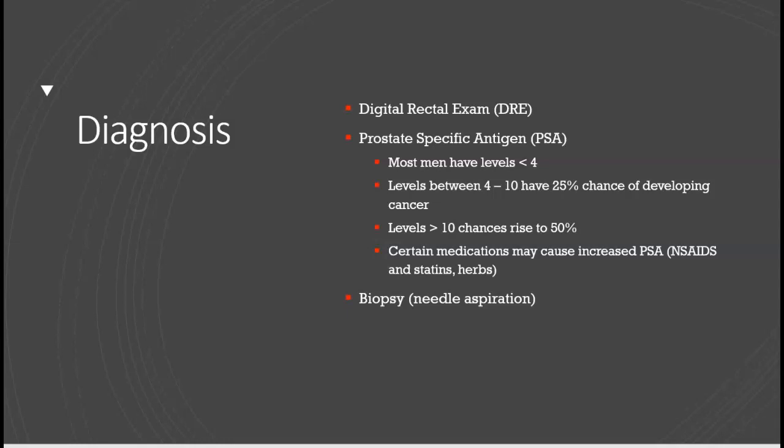By the PSA, most men have levels less than 4. Levels between 4 and 10 have a 25% chance of developing cancer. Levels over 10, chances rise to 50. Certain medications may cause increased PSA, like NSAIDs, and statins, and others. And if you have an increased PSA, more than likely you're going to get a biopsy, which is a needle aspiration.